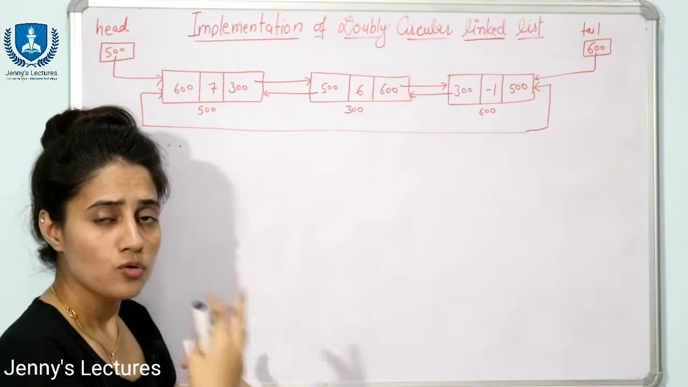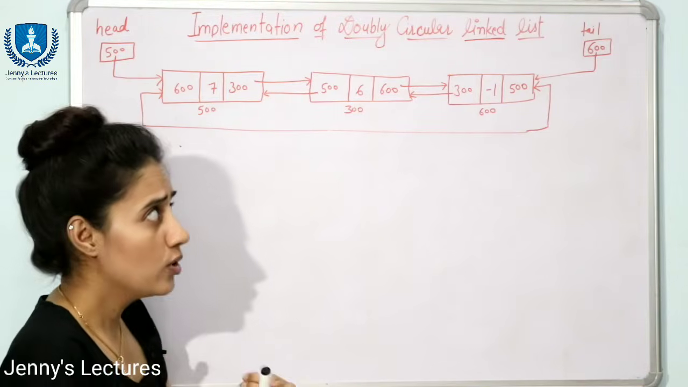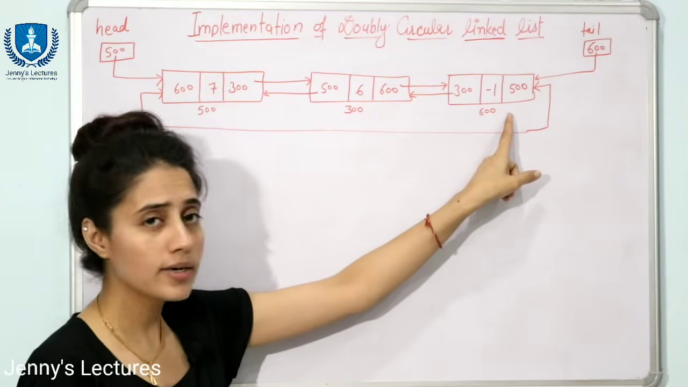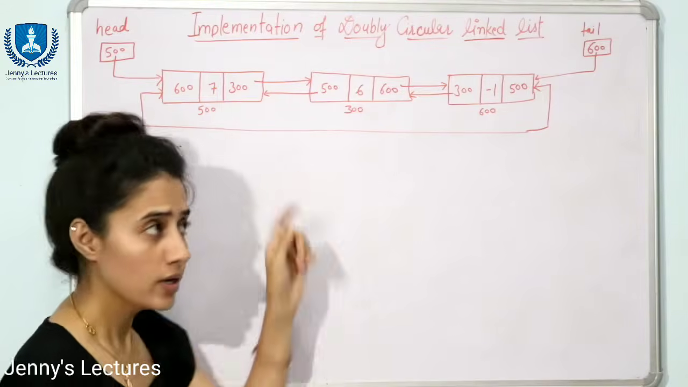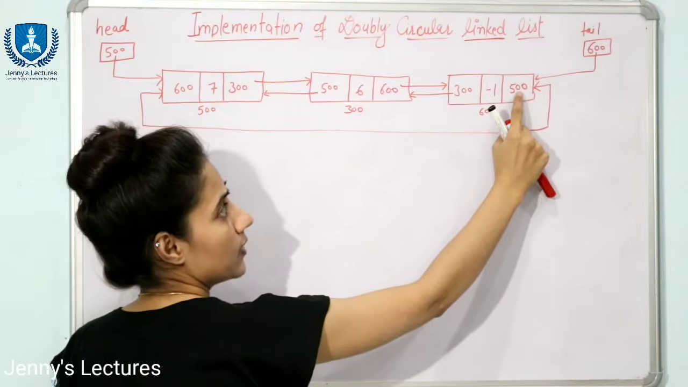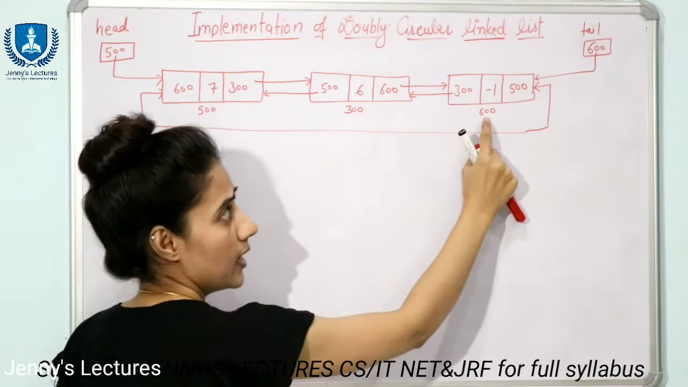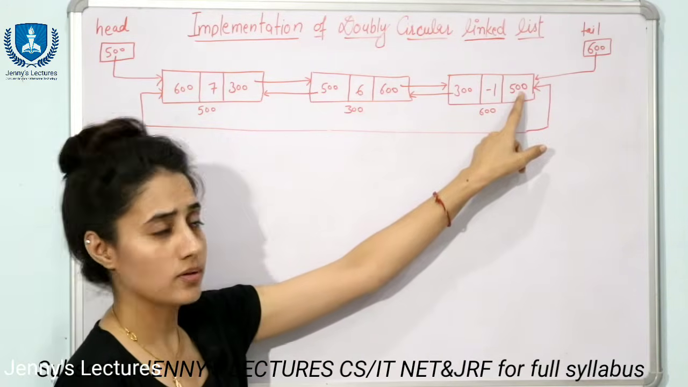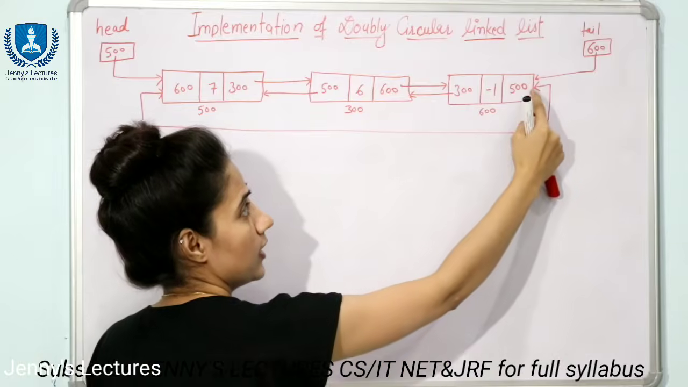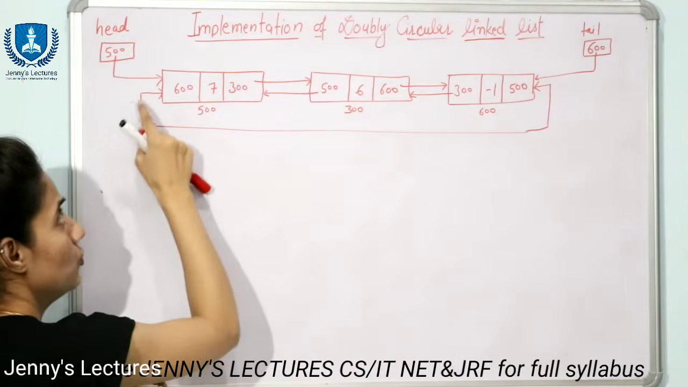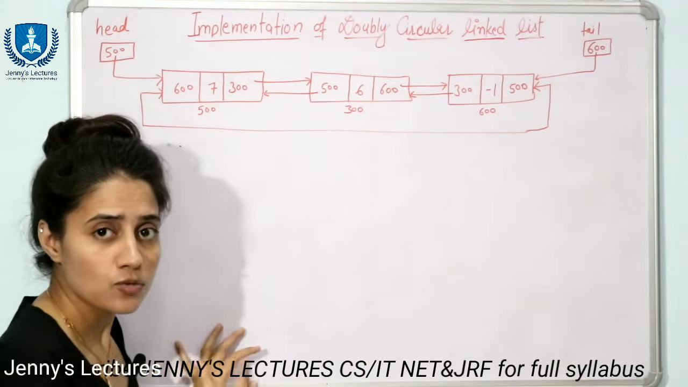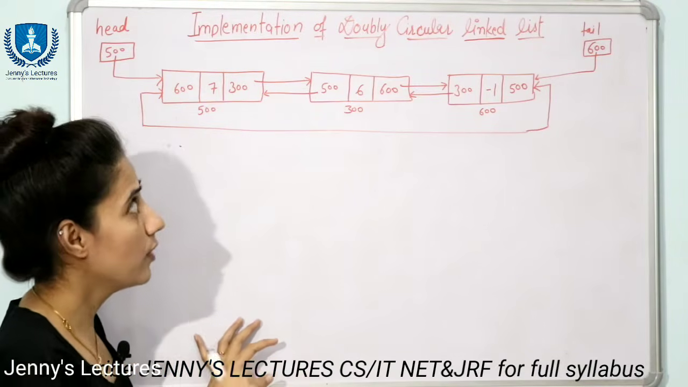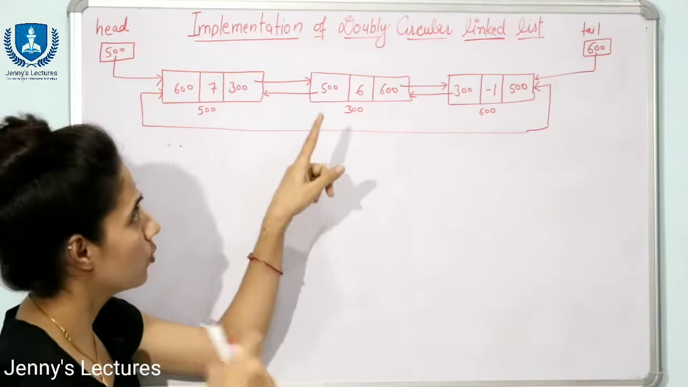Now, how to add the properties of a circular linked list? In a circular linked list, as we have discussed, the last node would contain the address of the first node. As you can see here, the next pointer of this last node contains the address of the first node, that is 500. Fine. So there is a link like this to this node. Plus one extra property of this list is what? This is known as a doubly circular linked list.